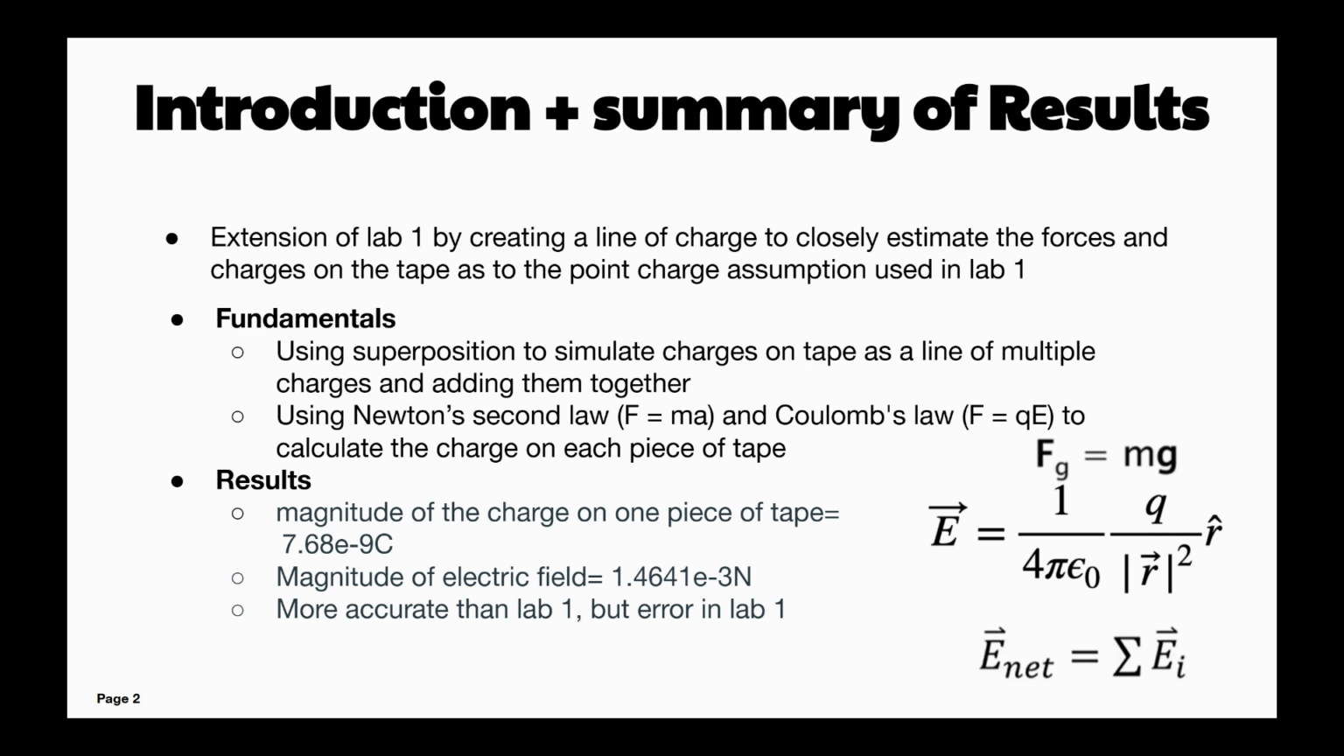For the results, the magnitude of the charge on one piece of tape was 7.68 times 10 to the minus 9 coulombs. The magnitude of the electric force was 1.4641 times 10 to the minus 3 newtons. And as a side note, these results are supposed to be more accurate than Lab 1, but there was an error in Lab 1 that I was able to catch, which might not lead to an accurate comparison for the two.